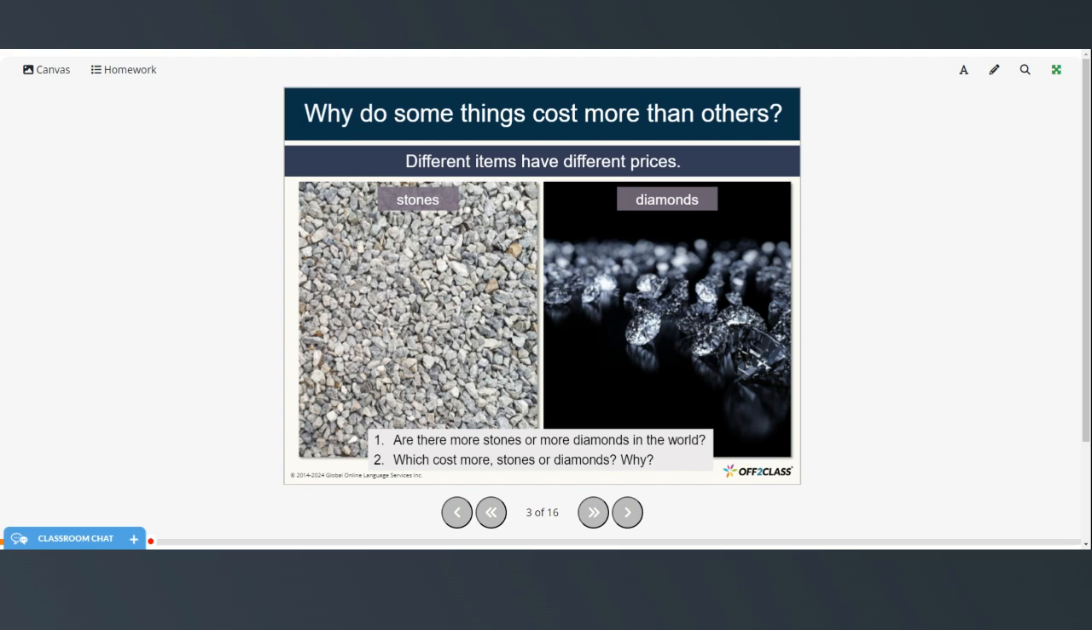So are there more stones or diamonds in the world? Well, probably there are more stones because diamonds are more rare. And which costs more, stones or diamonds? Well, stones, because there's a bigger supply of them, and so the cost is less than diamonds because there are fewer of them.